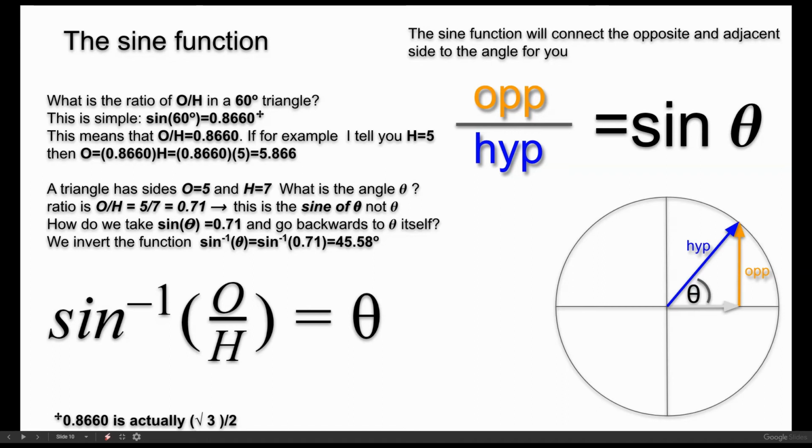That means the inverse, the opposite. You may see it on a shift key on your calculator, or you have the letters INV for inverse. You type in 0.71, hit inverse sine, and you get 45.58 degrees. These are the two ways of computing something with the sine function. Okay?